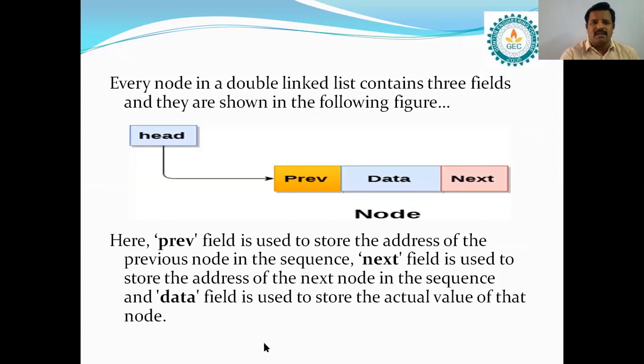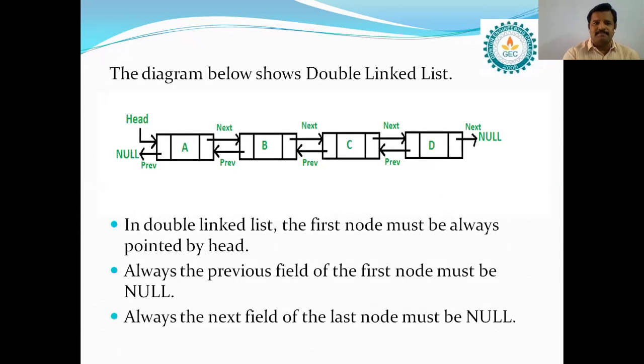Okay, this is the node structure in double linked list. In single linked list, every node contains two parts, the data part and the next part. But coming to the node in the double linked list, each node contains three parts. The first one is the previous address part, the second one is the data part, and the third part is the address of the next node, right? Every node in the double linked list has three fields. This is about the node structure in double linked list.